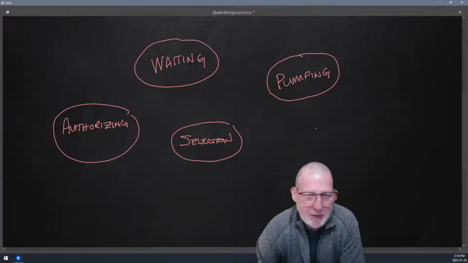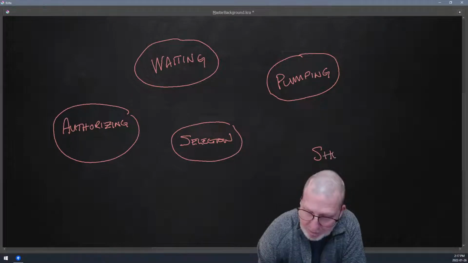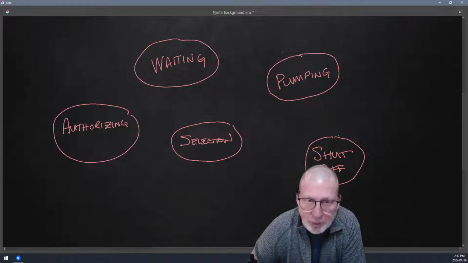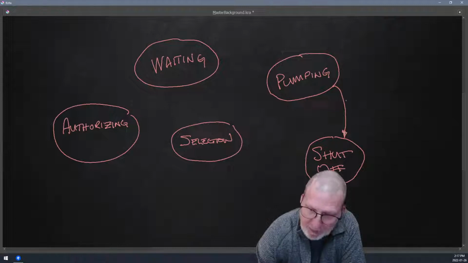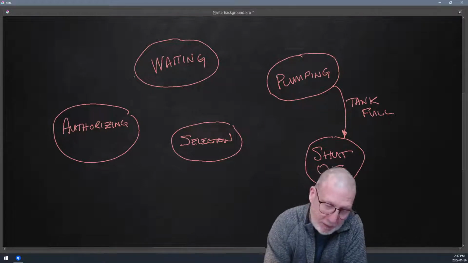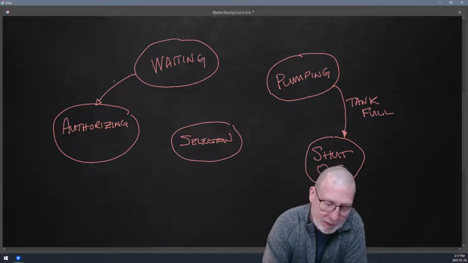Let's not deal with the errors so much. All I'm thinking of is, like, when the tank's full. So then we can start figuring out the transitions. Tank is full, it goes from pumping to shut off. From waiting it goes to authorizing, right? And you can even do links to yourself.